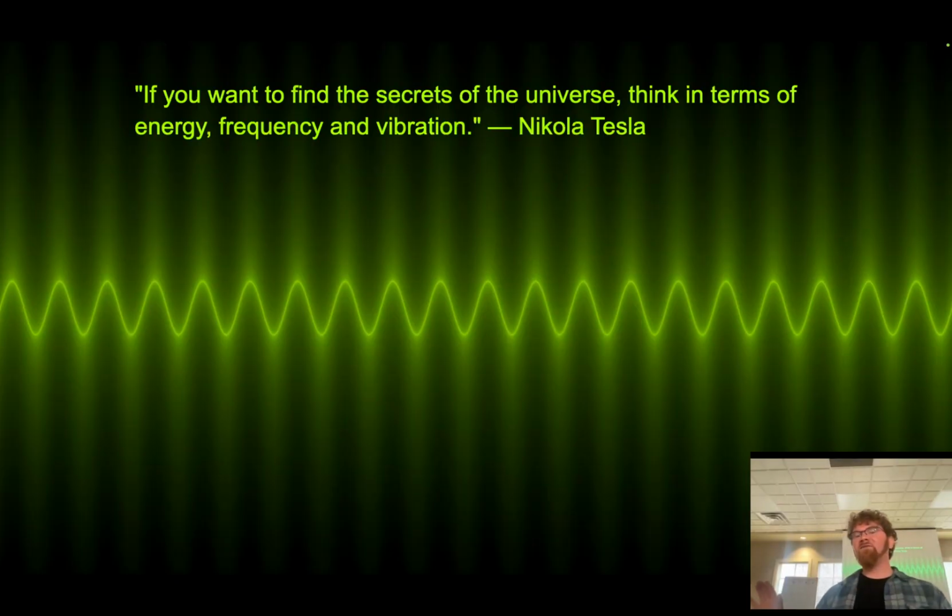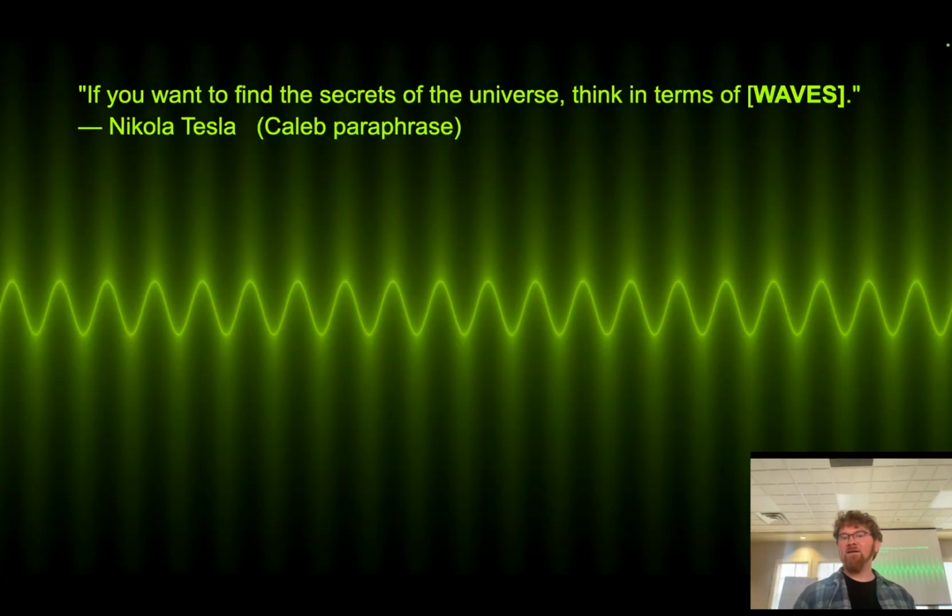Okay, so if you want to find the secrets of the universe, think in terms of energy, frequency, and vibration. In other words, think in terms of waves. Nikola Tesla is a famous scientist who invented all kinds of stuff: AC current, the Tesla coil. But that's a big statement for a scientist like that to make. The company Tesla was named after him, run by Elon Musk.